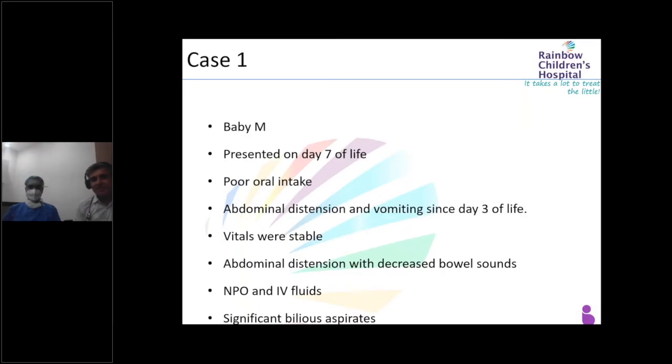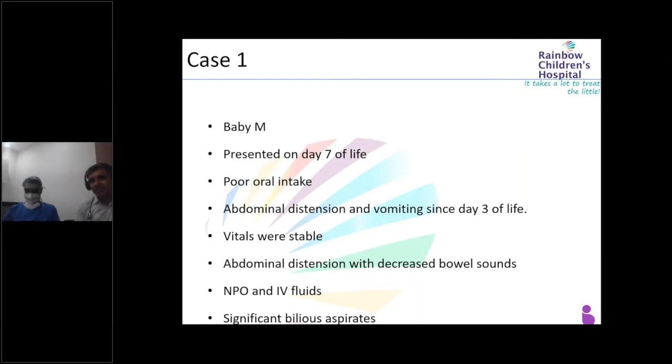So the first case is baby M. This baby presented to us on day 7 of life. The baby had complaints of poor oral intake, and abdominal distension and vomiting since day 3 of life. The vitals of the baby were stable at the time of admission, and on examination, the baby had abdominal distension along with decreased bowel sounds.